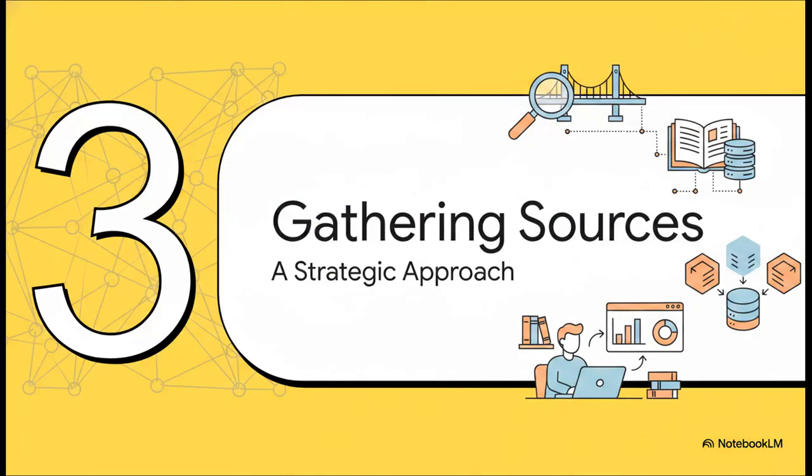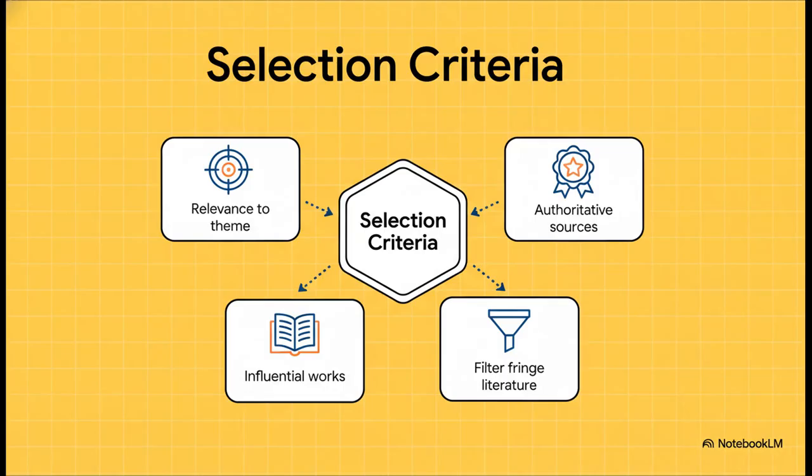That brings us to Section 3, Strategy for Gathering Sources. Okay, understanding the purpose is great, but how do we actually gather the right materials to build this bridge? Let's move to the practical phase of gathering intel. I want you to approach this not like a student frantically grabbing books off a library shelf, but like a highly strategic data analyst. To filter out the noise, you need strict selection criteria.